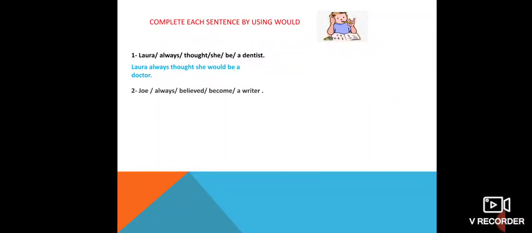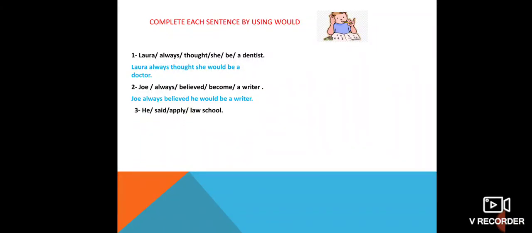Another example, Joe always believed become a writer. That's correct. Joe always believed he would be a writer. I can also say Joe always believed that he would be a writer. Okay? Let's move to another example. He said, apply law school. Can you complete this sentence using would? That's correct. He said he would apply to law school.